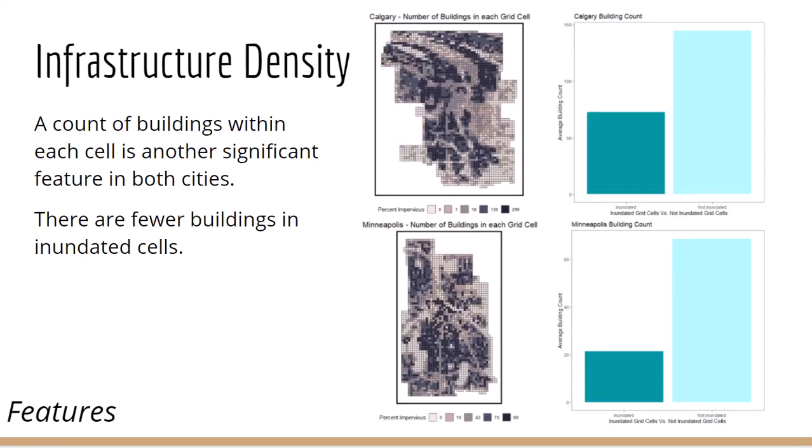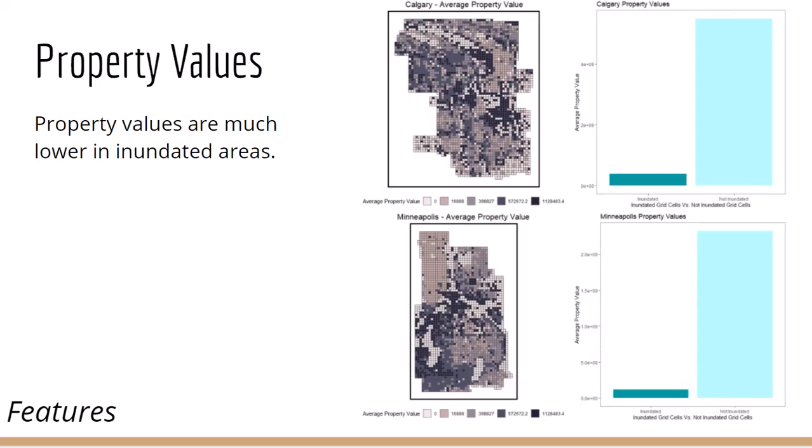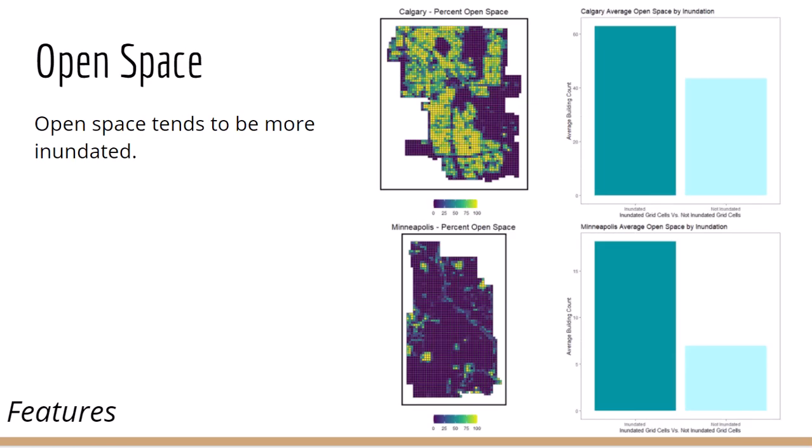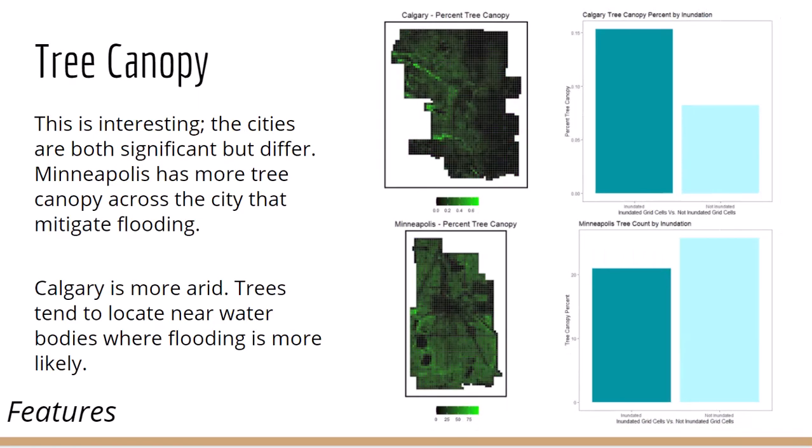A count of buildings within each grid cell is another significant feature in both cities. There are fewer buildings in inundated cells. Property values are much lower in inundated areas. Open space tends to be more inundated than space occupied by buildings, infrastructure, or other features.